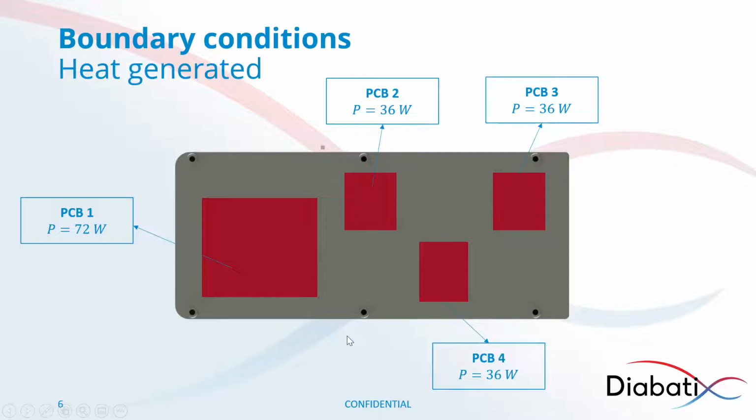Now, let's take a look at the boundary conditions of the heat generated by the different electronics that are mounted. Like I mentioned previously, these PCBs are mounted underneath at the bottom of the heatsink, and instead of including them as individual pieces, we will include them as boundary conditions or boundary types. I have 4 PCBs mounted on this heatsink, one large PCB with a heating power of around 72 watts, and 3 smaller PCBs with a heating power of around 36 watts.